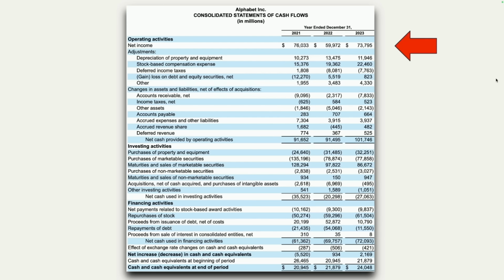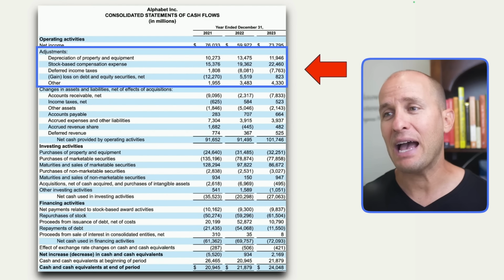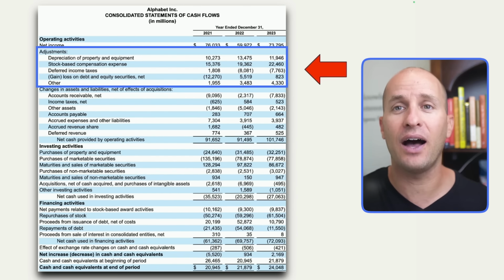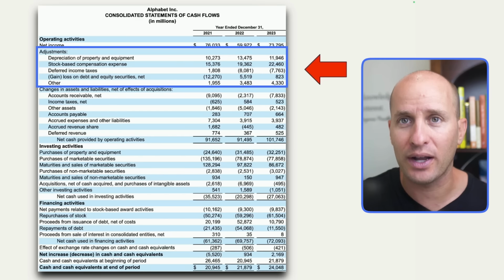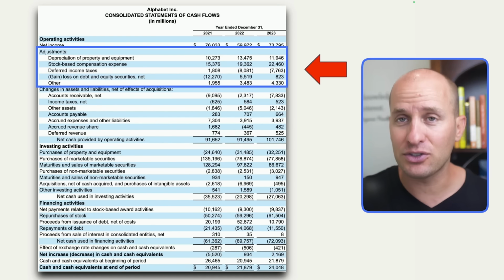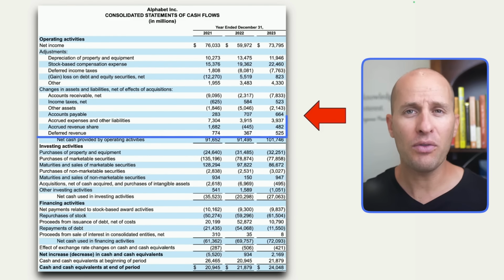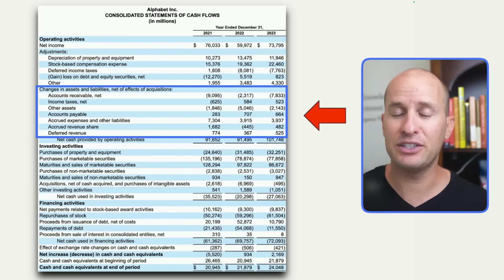So to calculate Alphabet's free cash flow, let's take a look at its statement of cash flows. At the top of the statement of cash flows, we see the company's net income. This is pulled directly from the income statement. Notice in 2023, it reported $73.7 billion in net income. Below that, we have to add back in any non-cash charges that were recorded on the income statement due to accrual accounting. Since those charges did not result in cash changing hands, they do not get recorded as a cash account.